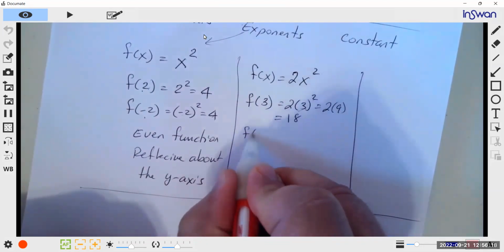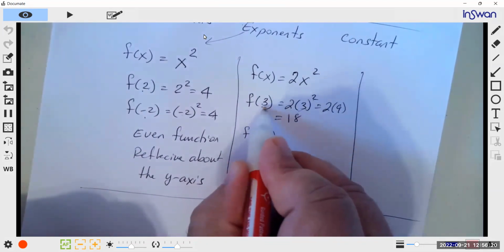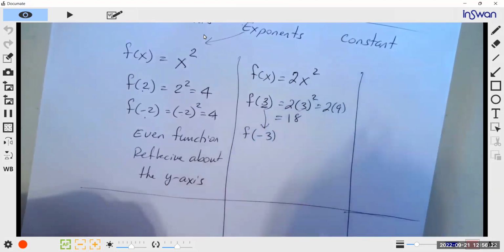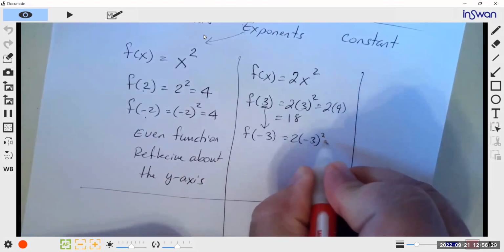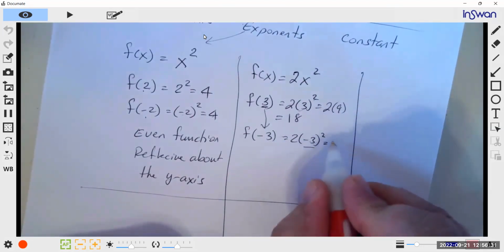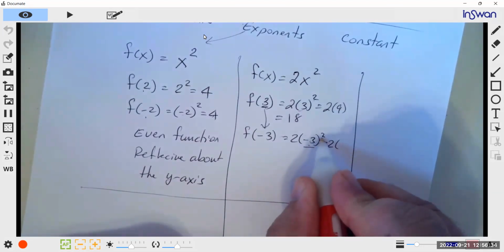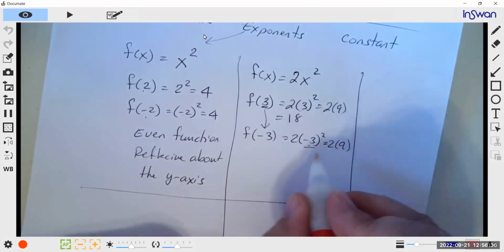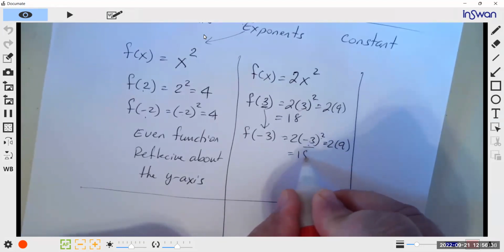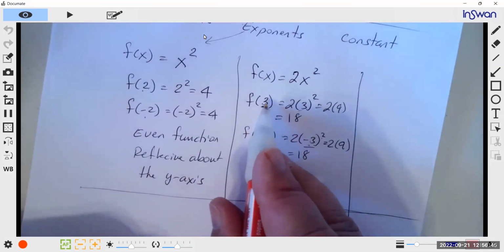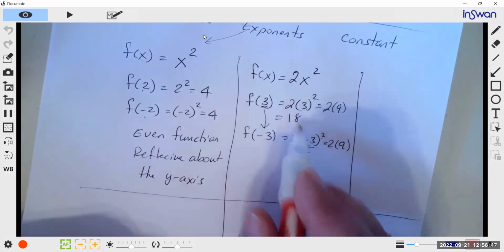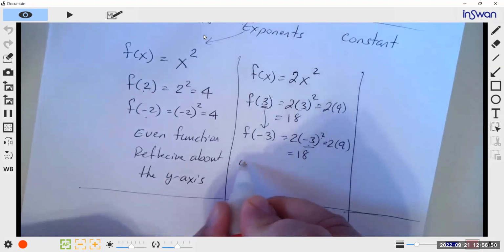I'm going to do the same thing now with negative 3. So all I do, whatever I put in there, I put the same number in, but different signs. And look what happens to the answer. 2 times negative 3 squared. So 2 times negative 3 times negative 3 is positive 9. 2 times 9 is 18. So x changed from positive to negative, answer stays the same, so it's an even function.